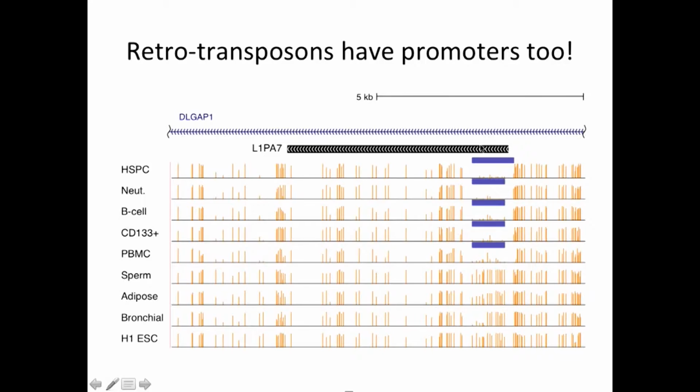Another thing is, aside from genes, we can also look at transposable elements. Transposable elements are normally suppressed by methylation, and so we can actually find transposable elements that have transcription start sites and are unmethylated at their transcription start sites. So there's a lot of different ways in which we can use this type of data to identify regulatory features and genomic features.